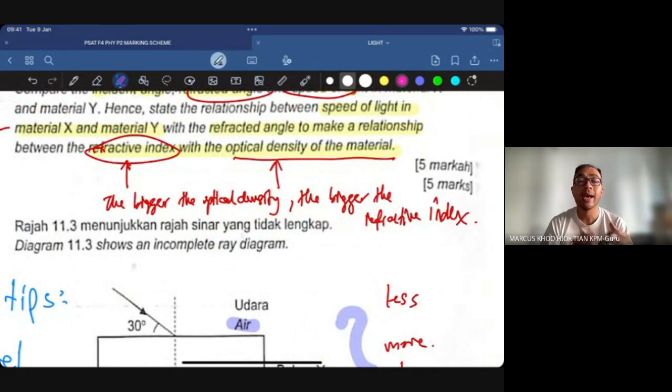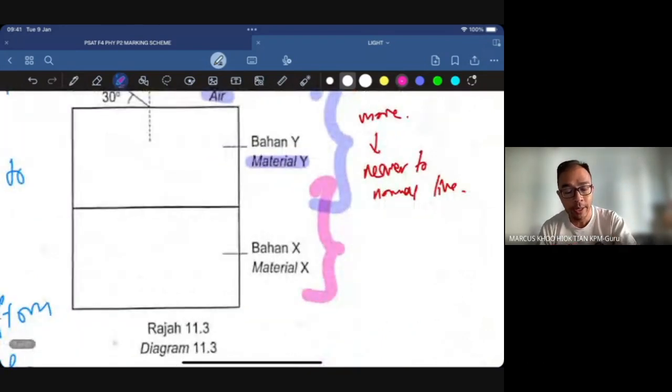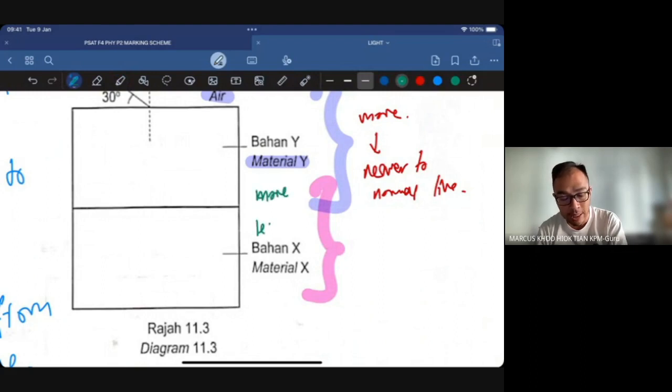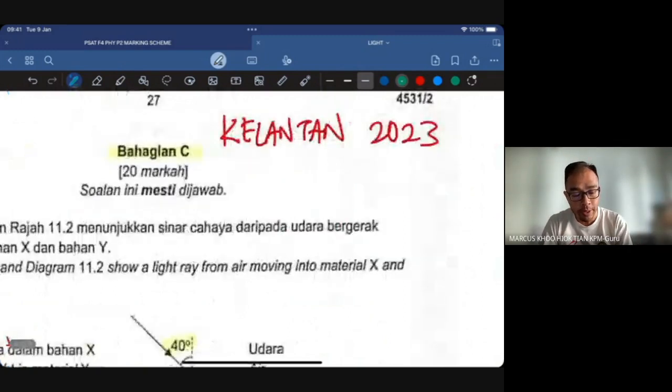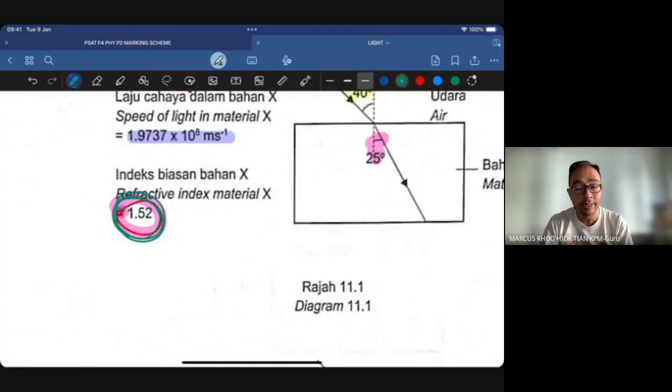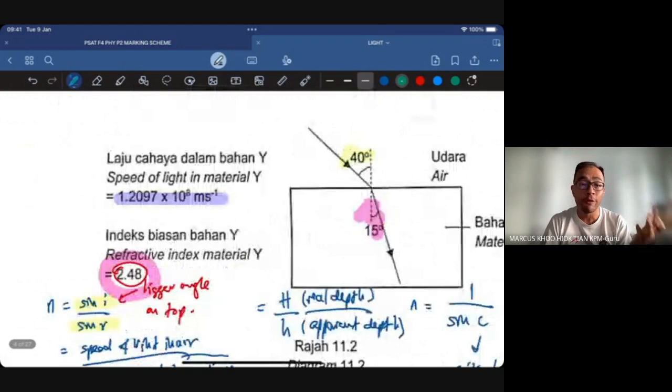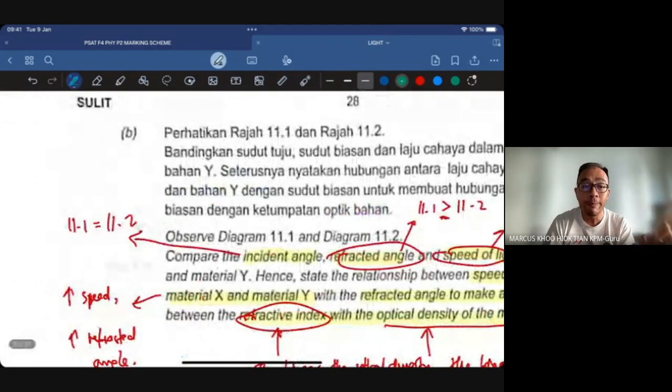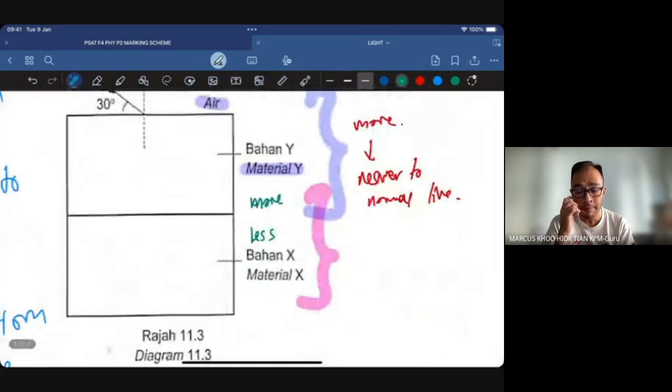Since X has a smaller refractive index than Y, it means in the second situation, it is going from a more dense to a less dense material, not as less dense as air, but still less dense than Y. And how you know this is from the refractive index. The number tells you. That's why this refractive index number is very important. 1.52 means less dense than 2.48. And the good news is, you just follow the number, 2.48 is bigger than 1.52. So that means 2.48 is more optically dense than X.